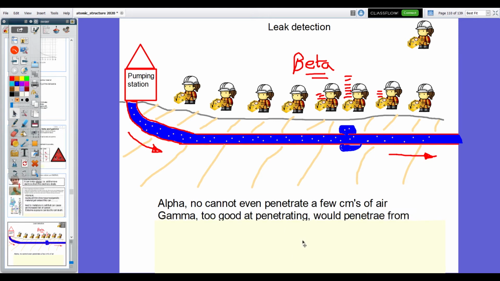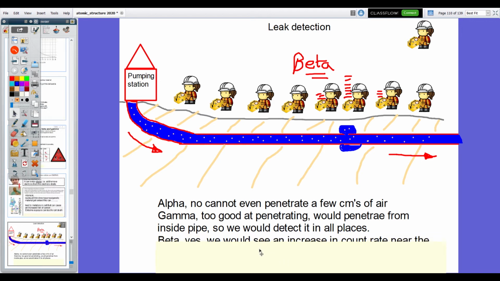The other one that wouldn't work for us is gamma, because gamma is so good at penetrating. If we had gamma radioactive sources in here, the gamma would just be able to emit even while it was in the pipe and under the ground. It wouldn't need to actually come out. So you'd find the detector going off anywhere above the pipe, because gamma is such a good penetrator. On this one, we only really want to use beta, because that's the one where we'll get an increase in the count rate, like this engineer has got here when they're coming over here. So this is where we need to dig. So that's one use of beta radiation.